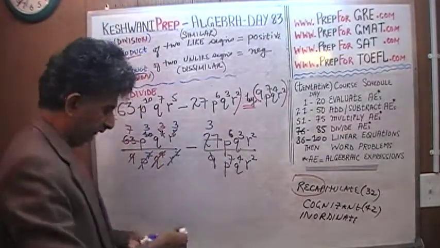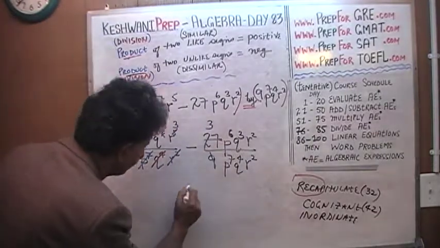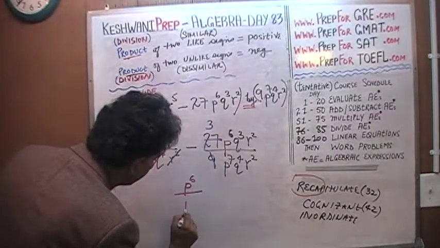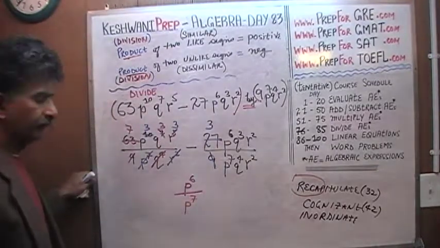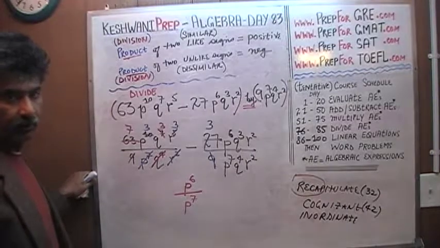Now, this is where things are going to get prickly. Okay, pay attention. On the top we have p to the 6th. On the bottom we have p to the 7th. On the bottom we have a bigger exponent than on the top. So how do we handle it?